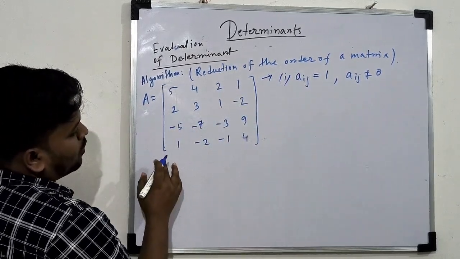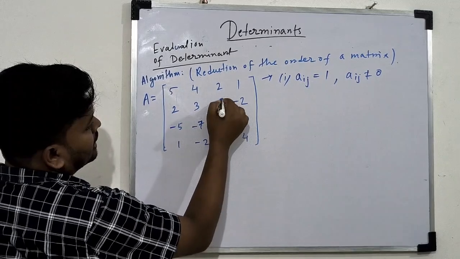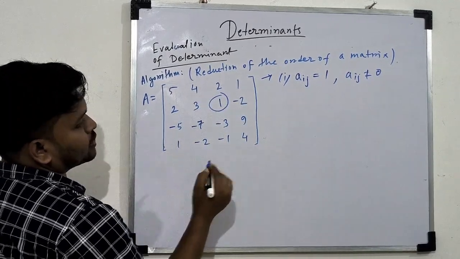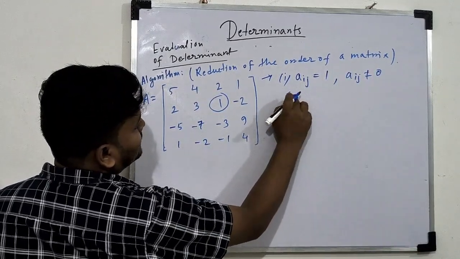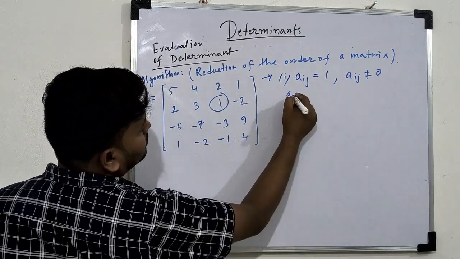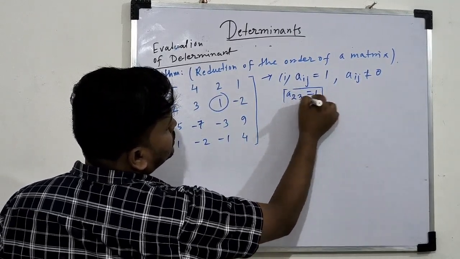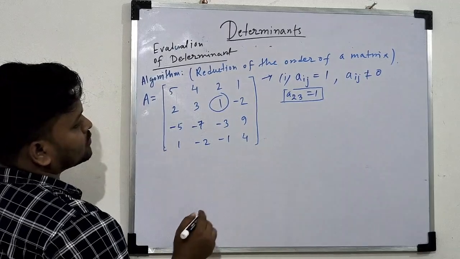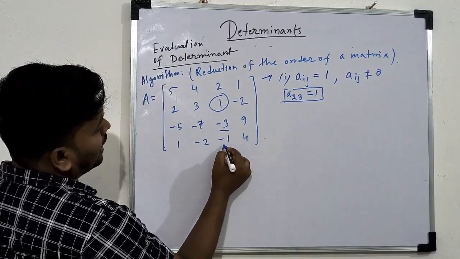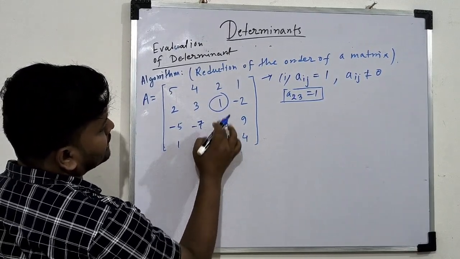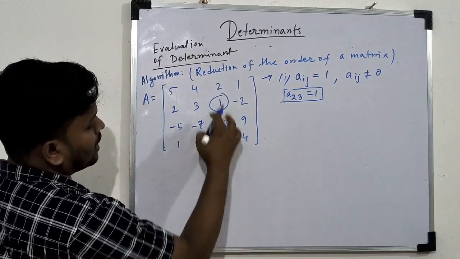So we find 1. So there is a 1. Let us take this 1 is chosen. So we choose aij, that is second row, third column. So we choose a23 equal to 1. So second step, we have to make all the other elements 0 in this column.